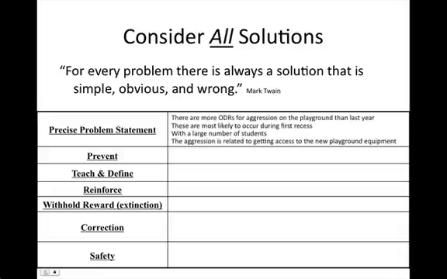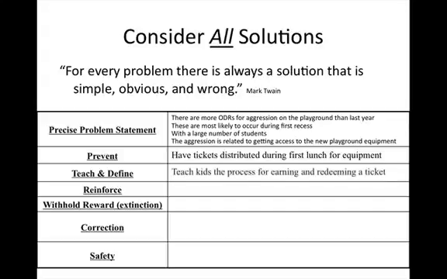Consider the following example. The precise nature of the problem is an increase of aggression on the playground during first recess by a large number of kids in order to gain access to playground equipment. To prevent the problem, you could have tickets distributed during first lunch for accessing playground equipment. To teach and define expectations, you could teach kids the process for earning and redeeming the tickets.